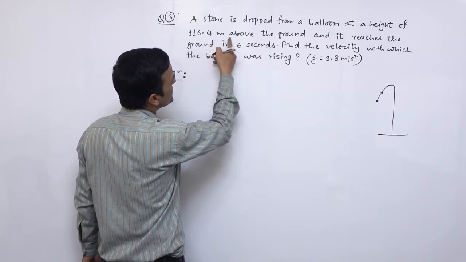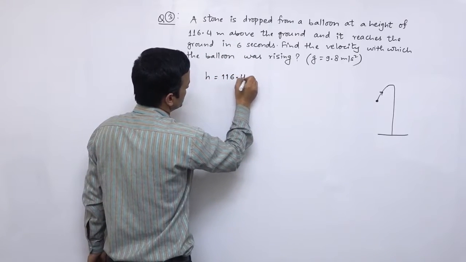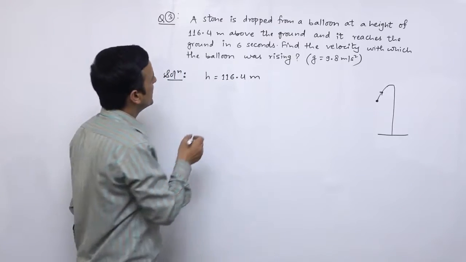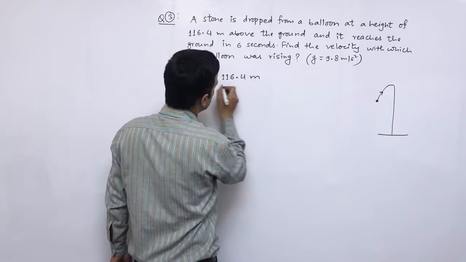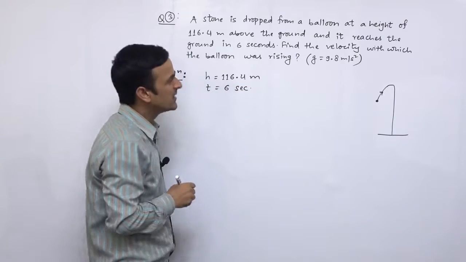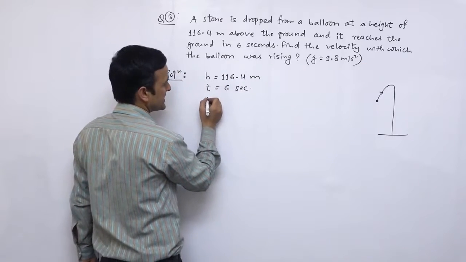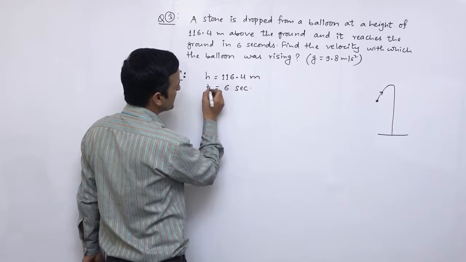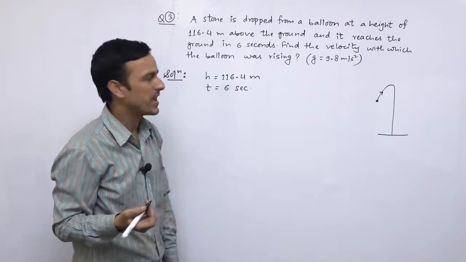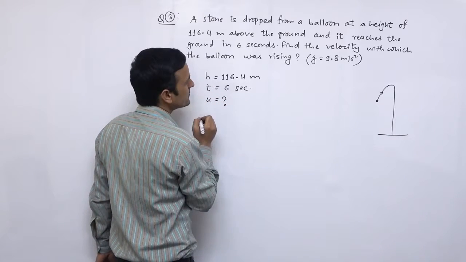Like this, 116.4 meter above the ground means it is h, this is s, this is the height from the ground, and it reaches the ground in t 6 seconds means t is 6 seconds. Find the velocity with which the balloon was rising. So this is the velocity of stone or velocity of balloon. So we have to write down this u.